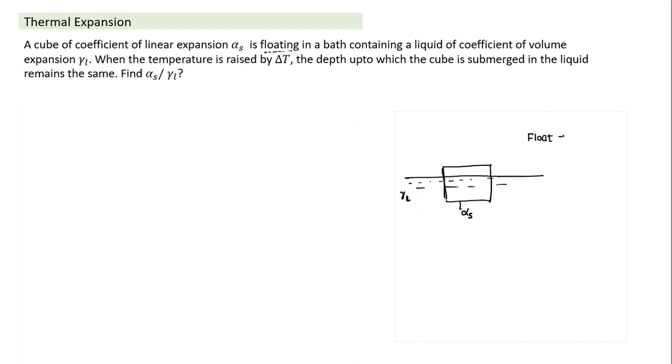float implies equilibrium. Floating means it is in a state of equilibrium, and in equilibrium, the weight of the cube is equal to the weight of the liquid displaced. And what is the weight of the liquid displaced? It is equal to gamma of the liquid, density of the liquid, into volume submerged, into g.